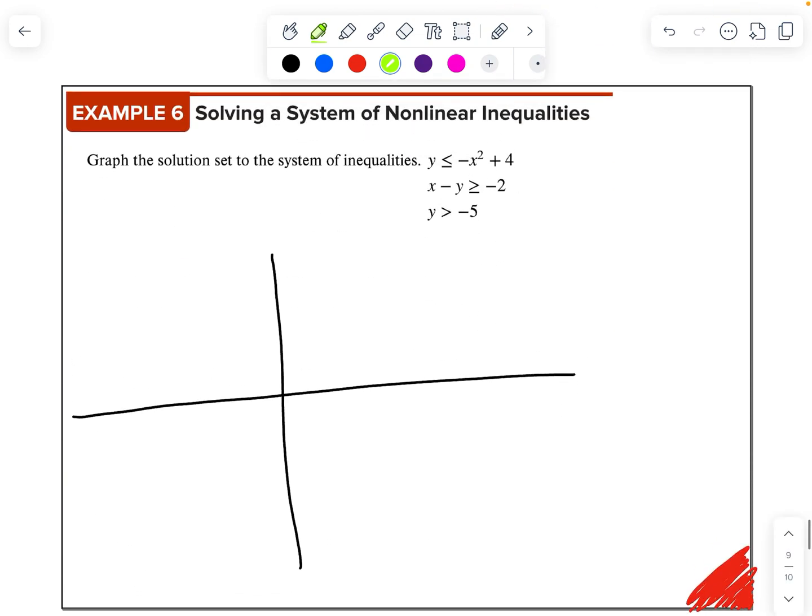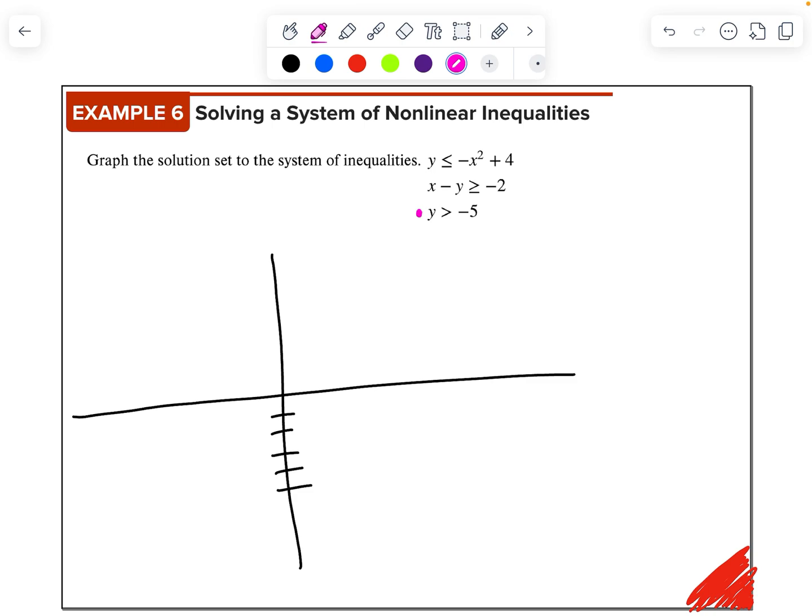All right, last one. This is the last example of college algebra. We've got 3 inequalities that we want to graph. Let's start with the easiest ones, okay? So let's say we start with, I'll go pink for this one. y is greater than -5. -5 is way down here.